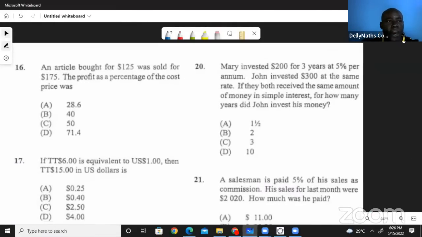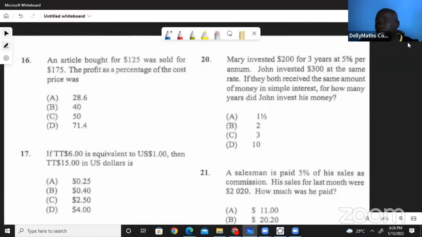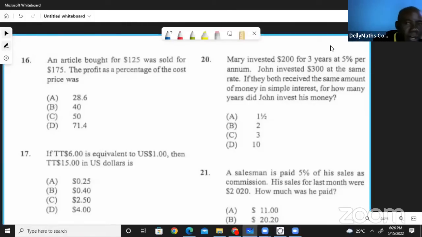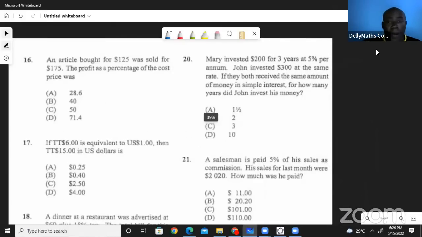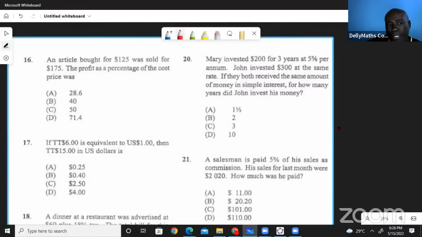All right, live. So we're looking at question 16 now. At the same time, get at it. Try to work it out for yourself. I'm just here to guide you. Let me just minimize this just a little bit. So here goes. It says an article bought for $125 was sold for $175. The profit as a percentage of the cost price was what?